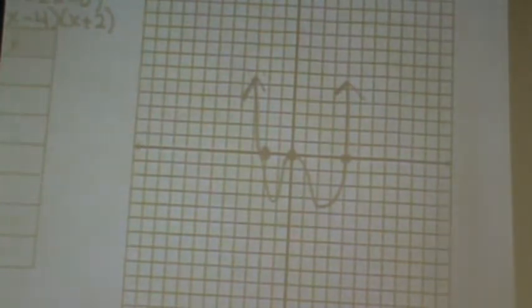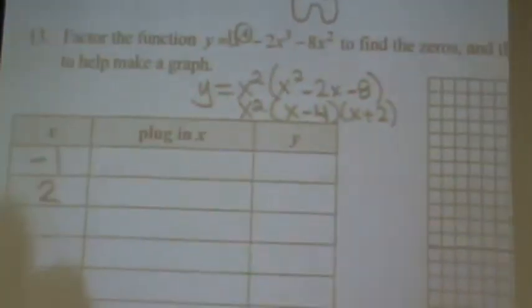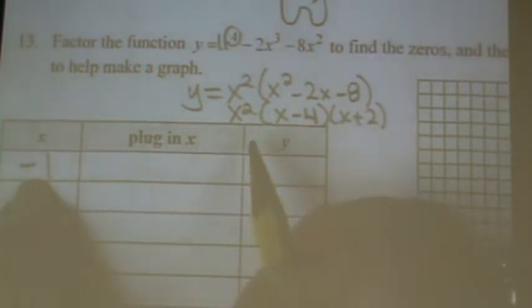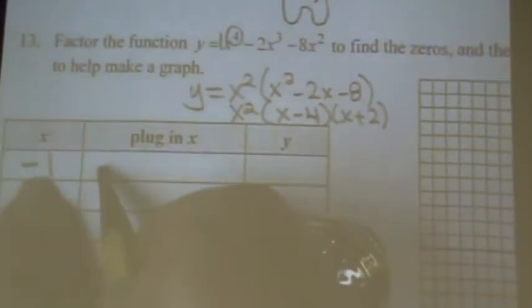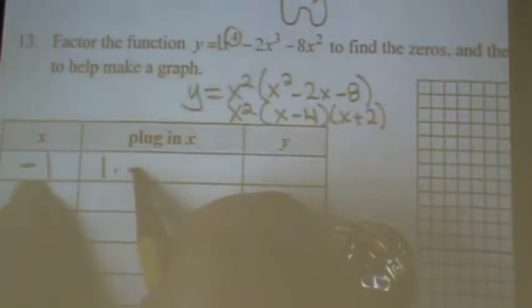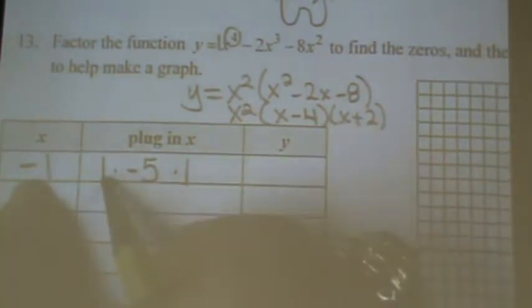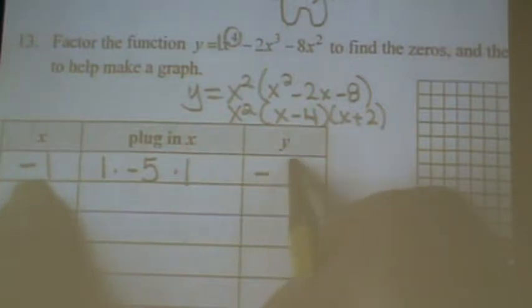So what should you do now to make this perfect? Plug in what? -1. What else should you plug in? 2. I do it 2. At least that, if not more. But because we don't have a lot of time, let's do -1. So what is -1 squared? 1. What's -1 minus 4? -5. And what's -1 plus 2? 1. Multiply those out, what do you get? -5. So over 1 and down 5.